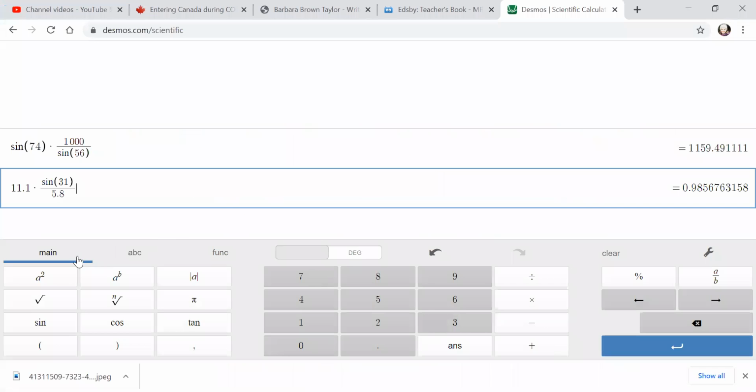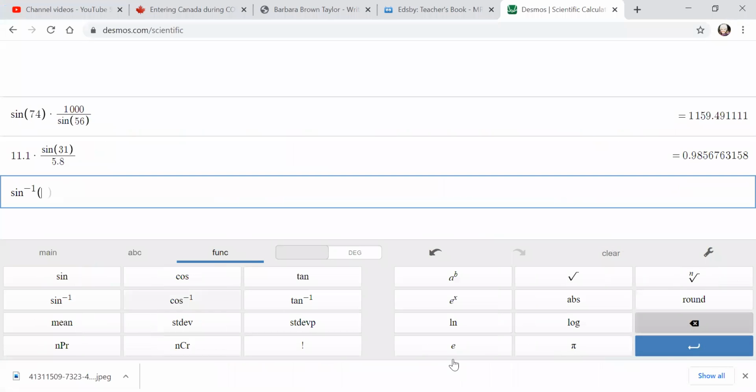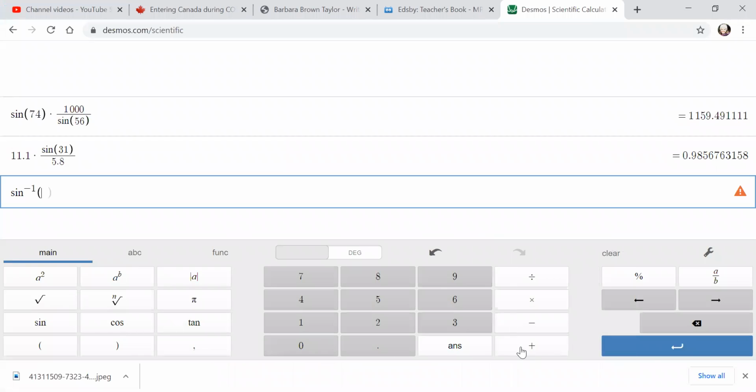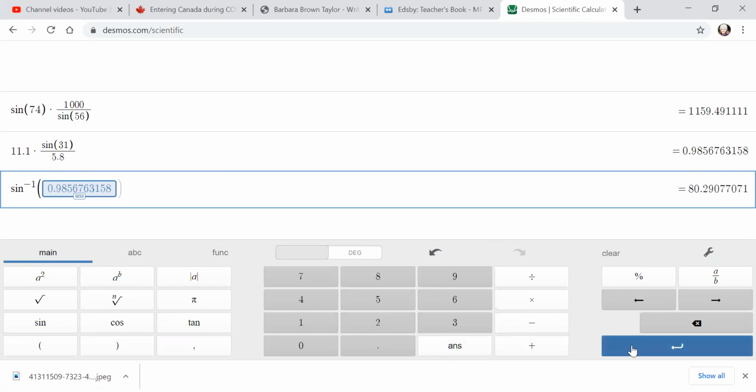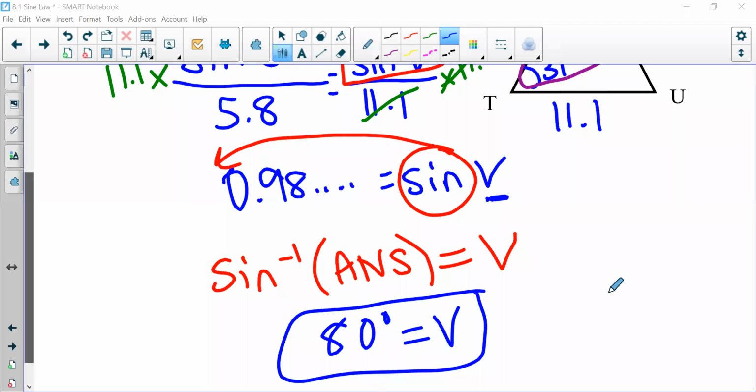On mine, it looks like sine, oops, sorry, hold on a second. I gotta hit enter here. Okay, mine looks like sine inverse, and I have the ANS button right here. It puts my answer back in, and I have an 80-degree angle, 80.3, but I'll round that to 80 degrees. So you get angle V to be 80 degrees as your final answer for this question.